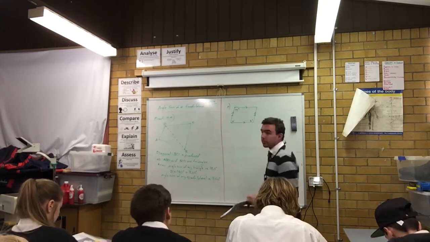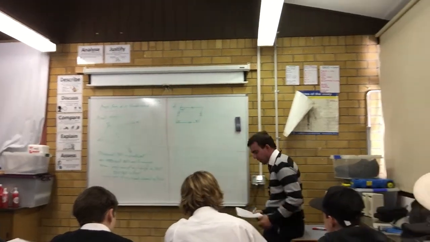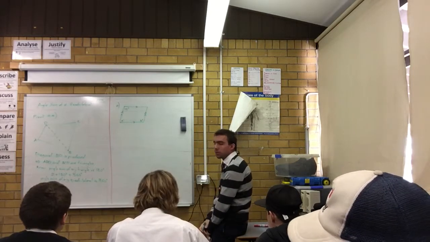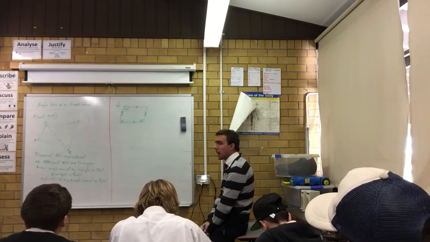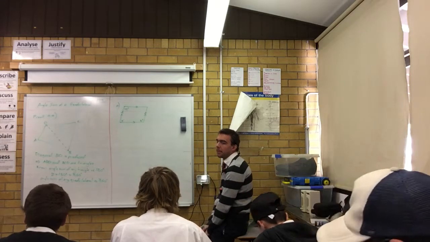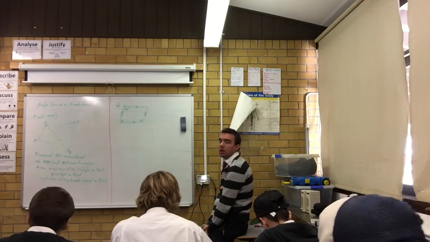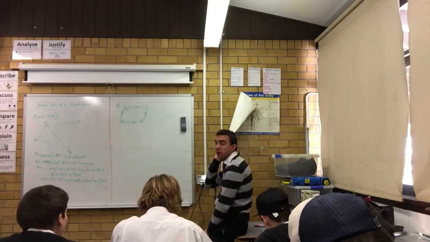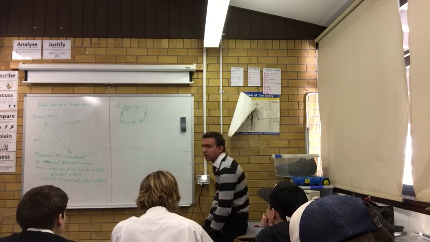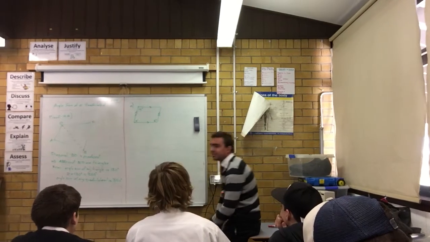Alright, so what type of quadrilateral do I have there? What's it called? Alright, so when the opposite sides of a quadrilateral are parallel, you have a parallelogram. Now, within a parallelogram, you can have very specific types of parallelograms. What do we call those? Rhombus. Rhombus, what else?